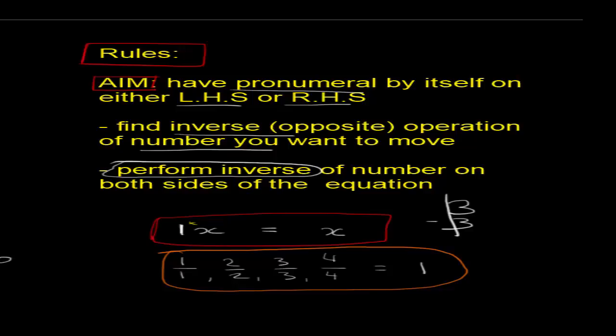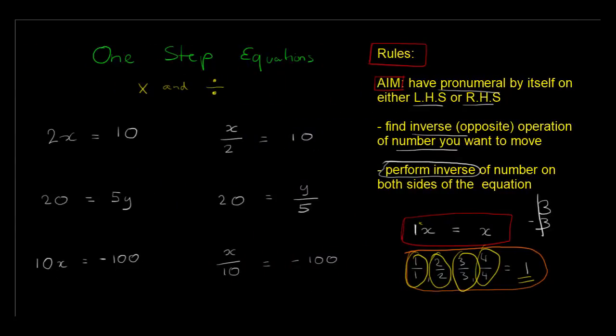Now, a rule you need to remember is anything divided by itself is equal to 1. So for example, 1 over 1, that's the same as 1 divided by 1, that's equal to 1. 2 over 2, or 3 over 3, or 4 over 4, anything divided by itself is always equal to 1. You're going to have to remember that, because that's how we're going to get something to be equal to 1 to be able to cancel it out.